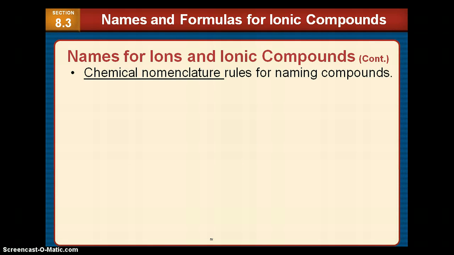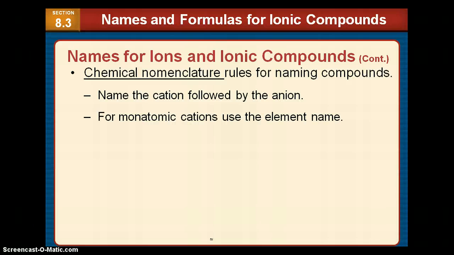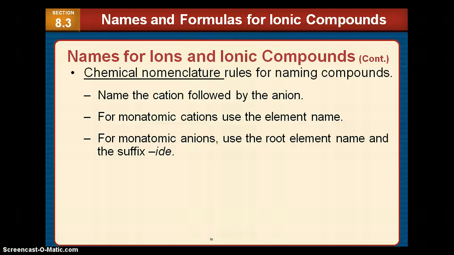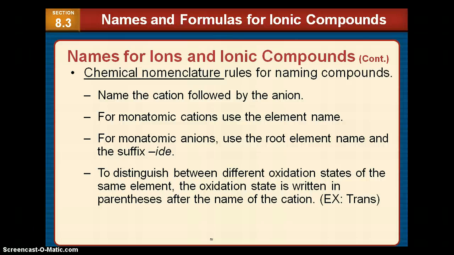Here are some rules, which are called chemical nomenclature, for naming compounds. First, you have to name the cation followed by the anion. For monatomic cations, you just use the whole element name. For example, potassium. I'm not going to change that. For monatomic anions, use the root element name and the suffix "ide." So potassium, and we could change it to oxide: potassium oxide. I use the root and put "ide" at the end.